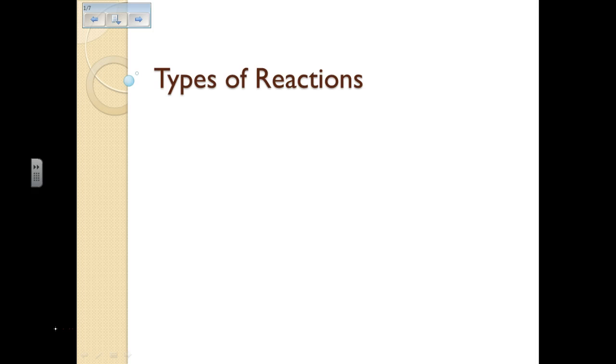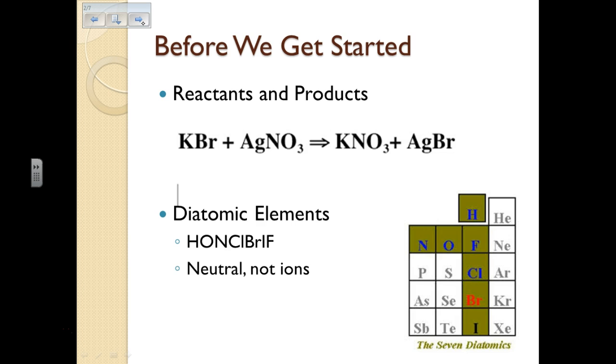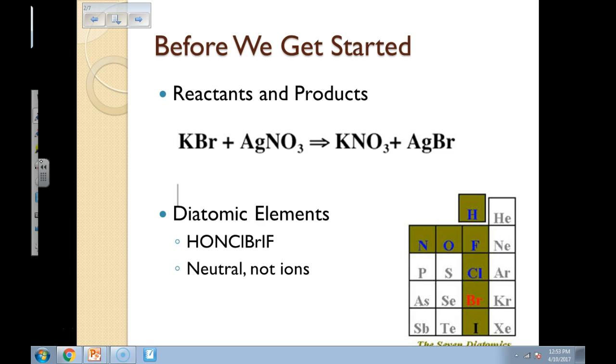Hey everybody, I wanted to spend a little bit of time talking about types of reactions today. And there are 5 main types of reactions in chemistry that we're going to go over, at least for now. Okay, but before we begin, we have to do a little bit of defining things. And so we're going to define products and reactants.